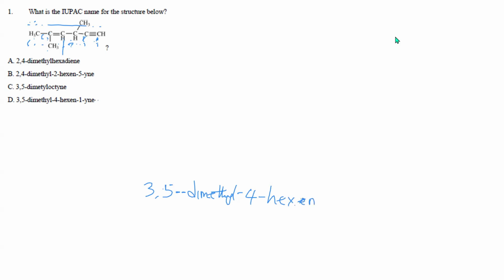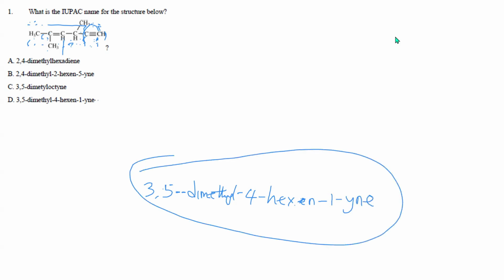So here is going to be ene. And of course, at position 1, we have this triple bond. So it is going to be 3,5-dimethyl-4-hexen-1-yne. So that is the name of this compound. So the answer is option D.